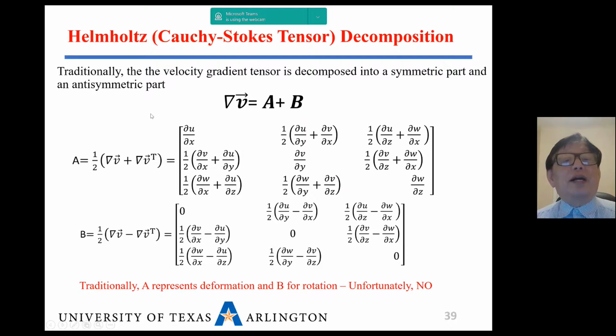Now we come back to the Cauchy-Stokes tensor decomposition, where we know that the velocity gradient tensor can be decomposed into A, which is symmetric, they call it strain rate, and B, which is anti-symmetric, they call the vorticity. But people usually think B is for the rotation, but no, we cannot say that.